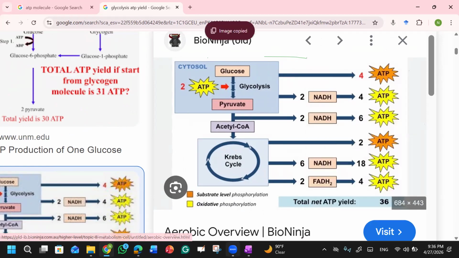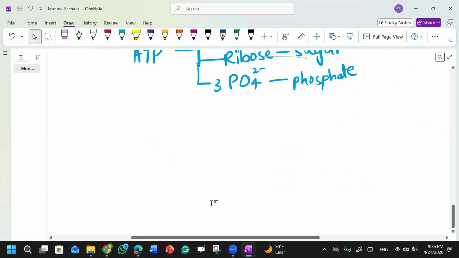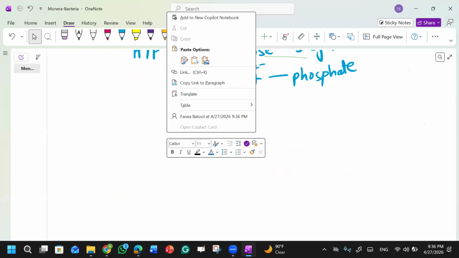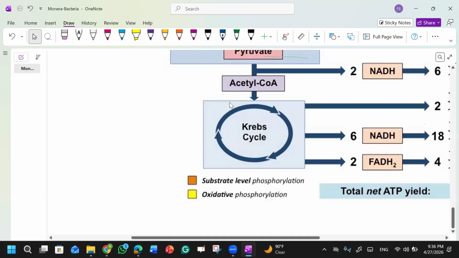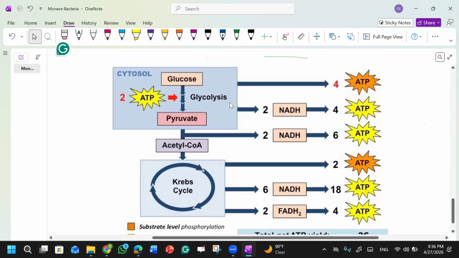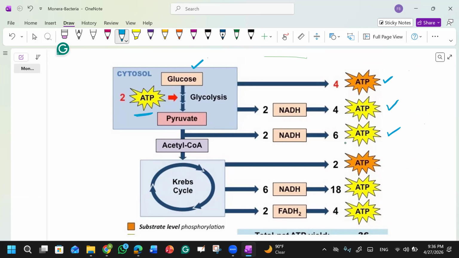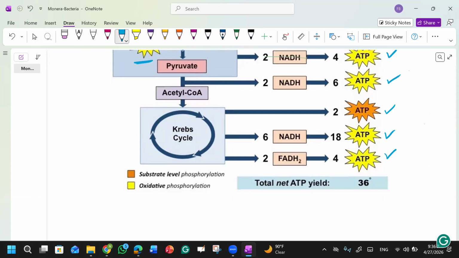If you see this reaction, in the first reaction, this is the glucose molecule. This will form 2 ATP over here and it will convert into pyruvate. Then there are 4 ATPs in the next reaction. In the next reaction, you will get 6 ATPs, 2 ATPs, 18 ATPs, 4 ATPs from just one glucose molecule. Remember this, this happens in our body. So from one glucose molecule, you get 36 ATP molecules.